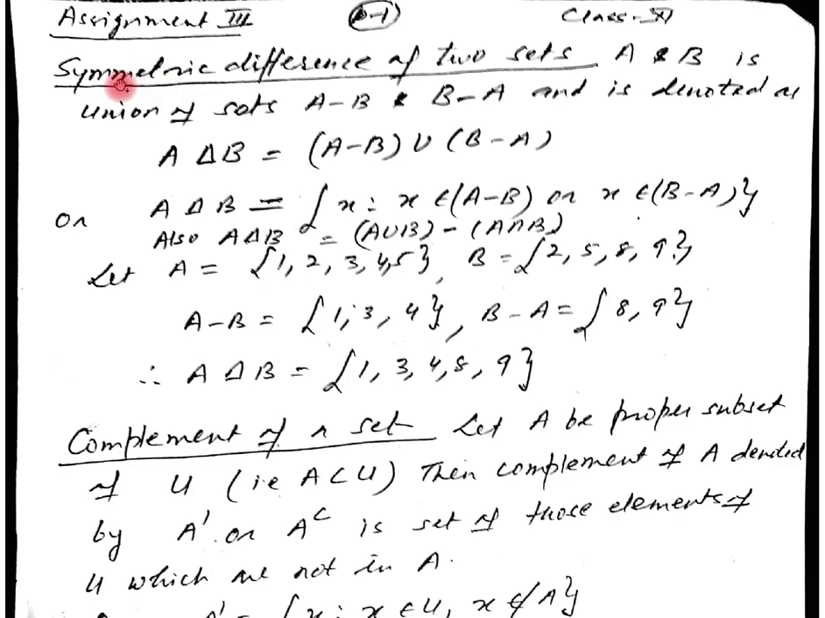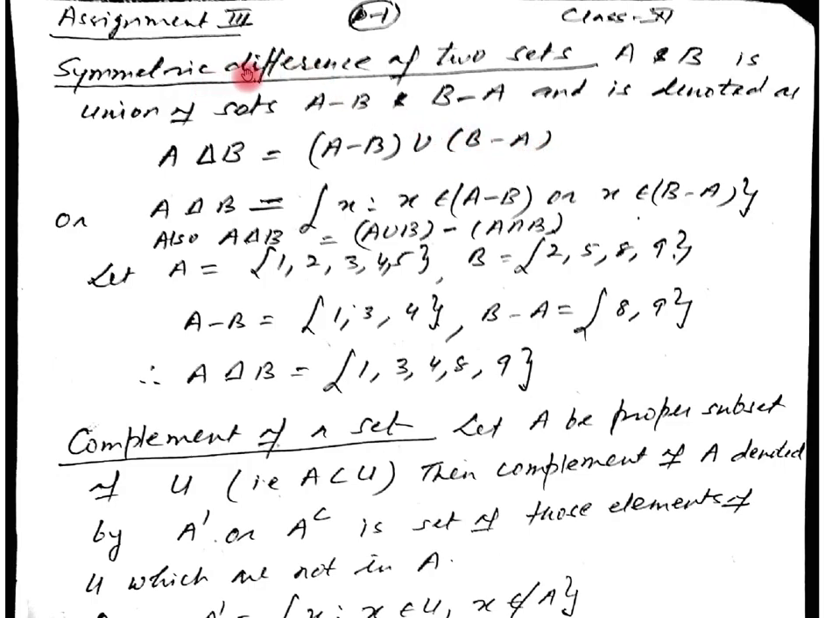Now I am going to explain the symmetric difference of two sets. The symmetric difference of two sets A and B is the union of set A minus B and B minus A, and is denoted as A delta B. It is pronounced as A delta B is equal to A minus B union B minus A. Let us see it again.